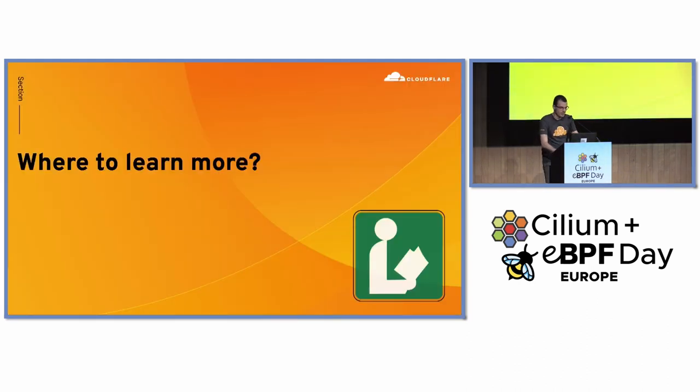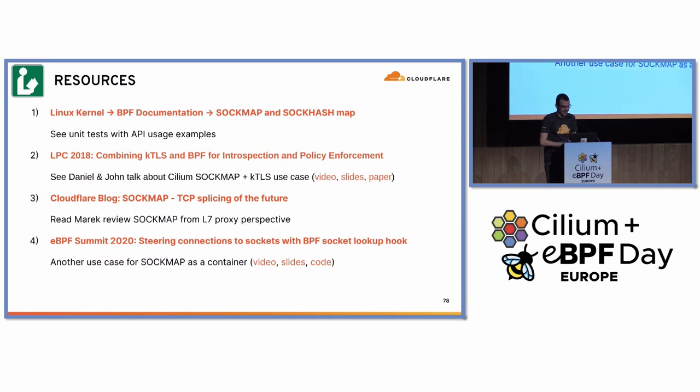So if that fits your use case, where do you go to learn more? I definitely recommend the documentation in the kernel. It links to some test code that shows more advanced uses of this API. You should also definitely check out Daniel and John's talk about how you can use Sockmap together with KTLS. If you want a different point of view at the L7 proxying use case, check out my colleague Marek's work, and then Sockmap can be used also for completely different stuff, steering connections to sockets. I have another talk about that, so if you're interested, give it a look.